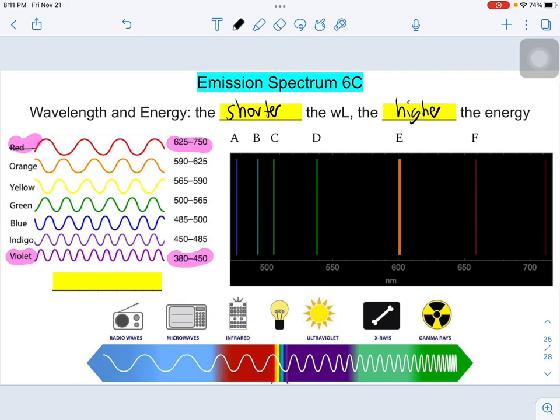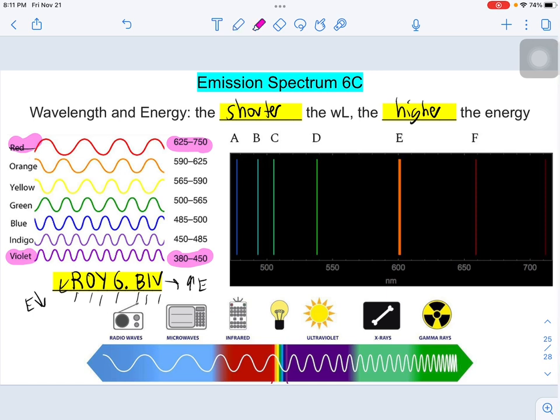And one way that we can remember the colors of the rainbow in order from lowest energy to highest energy is an acronym known as Roy G. Biv. Red, orange, yellow, green, blue, indigo, and violet. And red has the lowest energy. I'm just going to put E down, and violet has the highest energy.